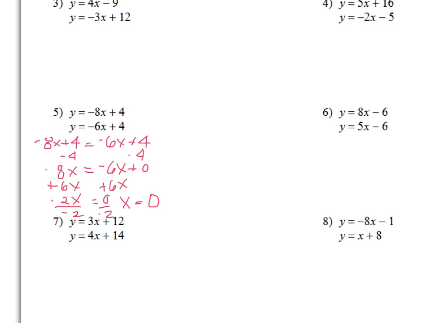So if x is 0, that means I plug it in, and what I would get is, let's say I use this one right here, negative 8 times 0 plus 4 equals y. Well, 8 times 0, as we know, is still 0. So 4 equals y. So my answer is 0, 4. You can verify that by plugging it in to make sure it works.